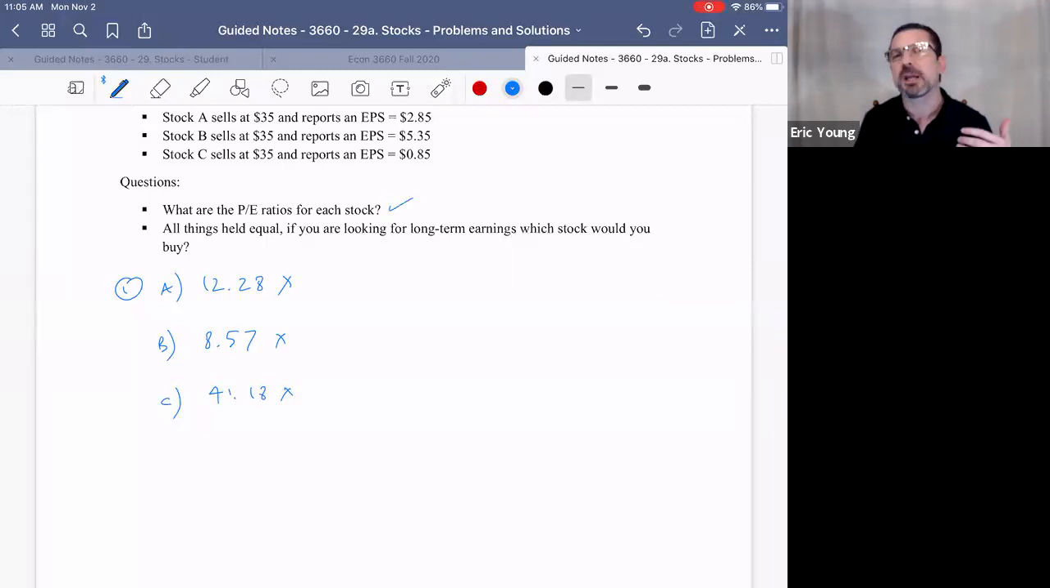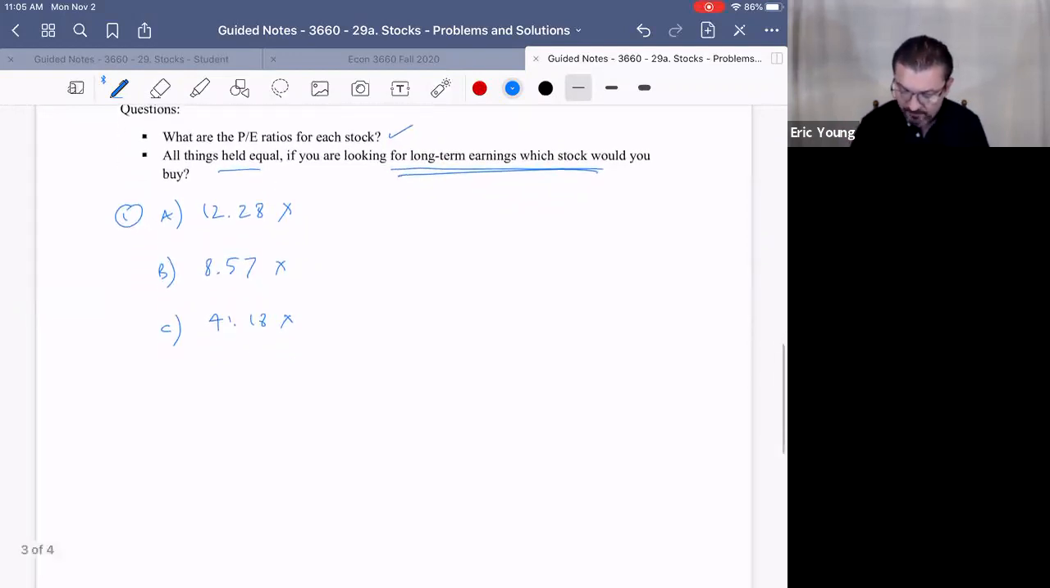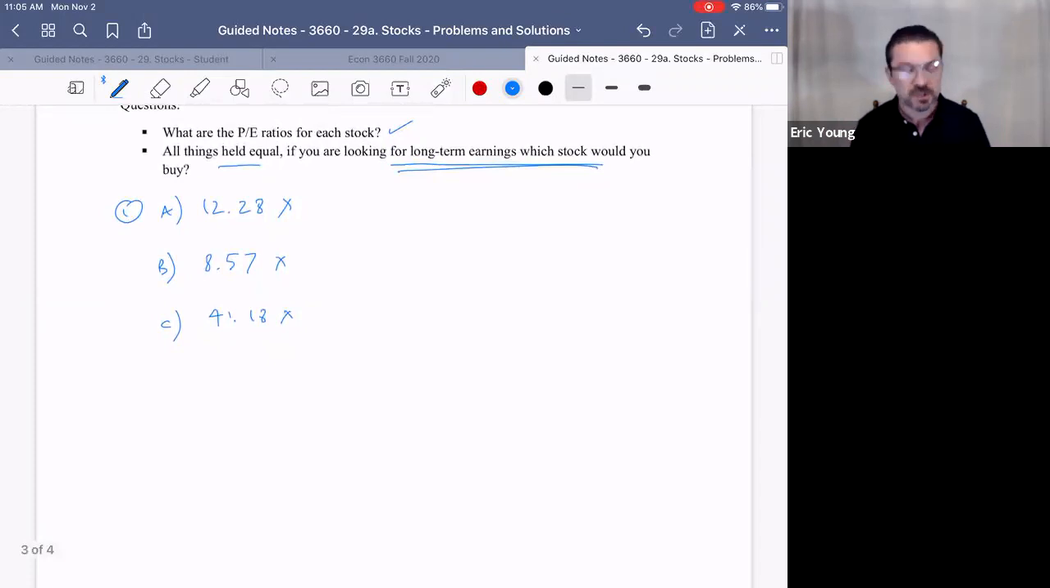But now let's say that your investment parameter is this, all else held equal, you are looking for long-term earnings. That's your goal. You're looking for long-term earnings. Which stock would you buy? Now, note that there's a lot of different ways to interpret PE ratio. Okay, I'm going to offer you how I would do it. I would say that all else held equal, meaning risk factors and all that other stuff, if I'm looking for long-term earnings, I'm probably going to buy stock B.